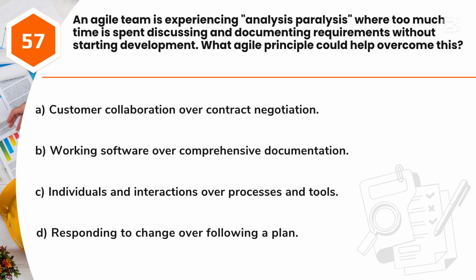Question 57. An Agile team is experiencing analysis paralysis, where too much time is spent discussing and documenting requirements without starting development. What Agile principle could help overcome this? A. Customer collaboration over contract negotiation. B. Working software over comprehensive documentation. C. Individuals and interactions over processes and tools. D. Responding to change over following a plan.